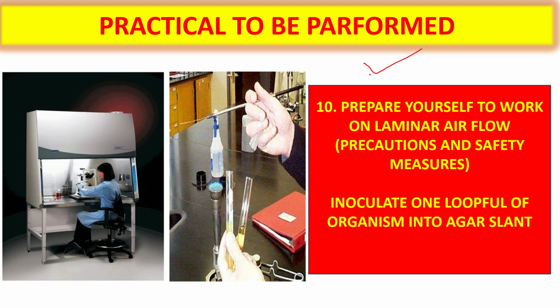So here an experiment they have suggested, that is inoculation: inoculate one loopful of organism into an agar slant. So here an agar slant is present, and one loopful of culture you have to collect and streak it into the agar slant. So this type of practicals you have to perform in a skill test or practical test or trade test for biological jobs in the government sector.